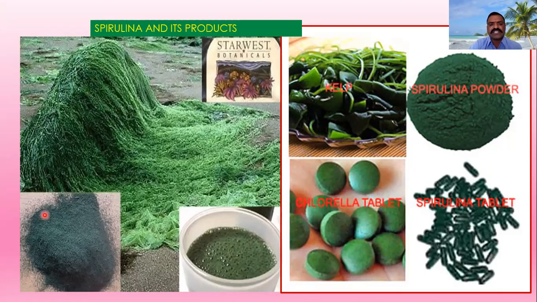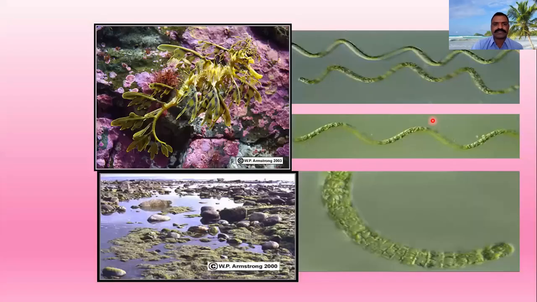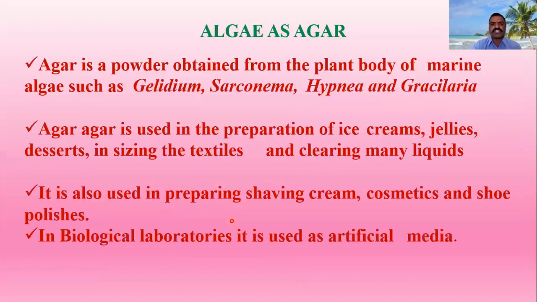See here, this powder is spirulina powder. So these are all used as a food supplement, not only for food, but it is also used as a medicine. Then see here in this image, some of the algae members in the oceanic environment. These are the Spirogyra, and this is Nostoc, and some of the other Nostoc colonies we observed in this image.